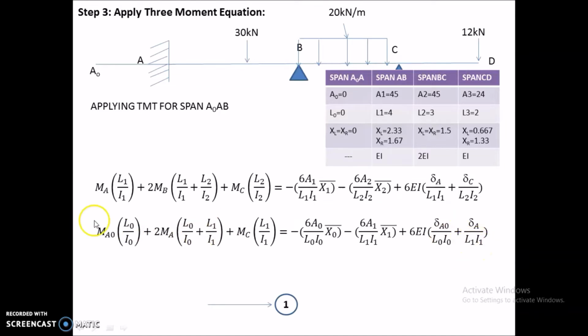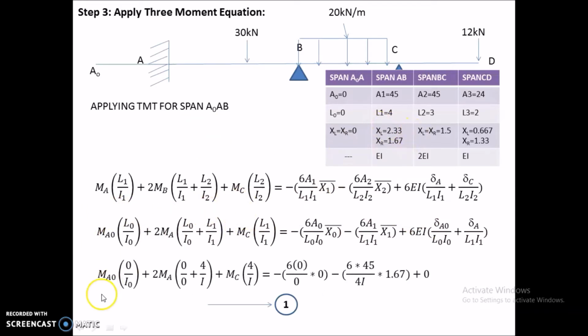Listen, no need to get confused in this step. I had just replaced this A with A0 and L1 with L0 and I1 with I0, and here L2 and I2 with L1 and I1. And this MB with MA and MC with MB. Here just mark it as MB. So this is our 3 moment equation for span A0 AB.